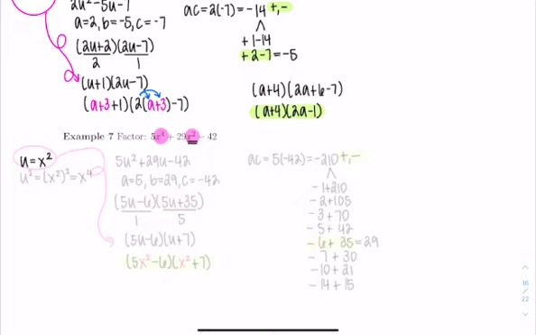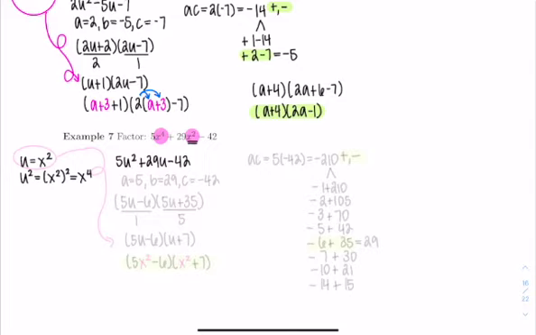Let's just say I wanted to square u. Well, that's just x squared squared, and we know that a power raised to a power means we multiply them together, and I would get x to the 4th. So what that means is anywhere I see an x to the 4th, I will plug in u squared, and wherever I see an x squared, I'm going to plug in u. So I'm just going to rewrite this. That's 5u squared plus 29u minus 42.